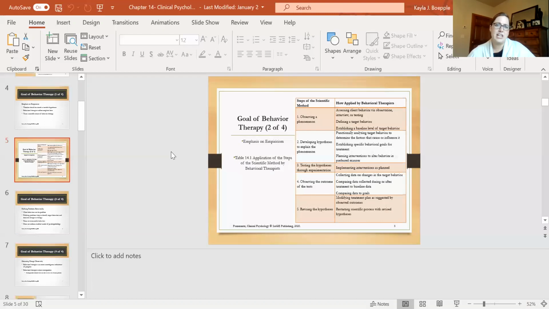Once we know what they're getting from that behavior, it's easier for us to establish specific behavioral goals for treatment. So if they're engaging in those behaviors for attention, how can we give them attention in other settings so that it might prevent the onset of that behavior?